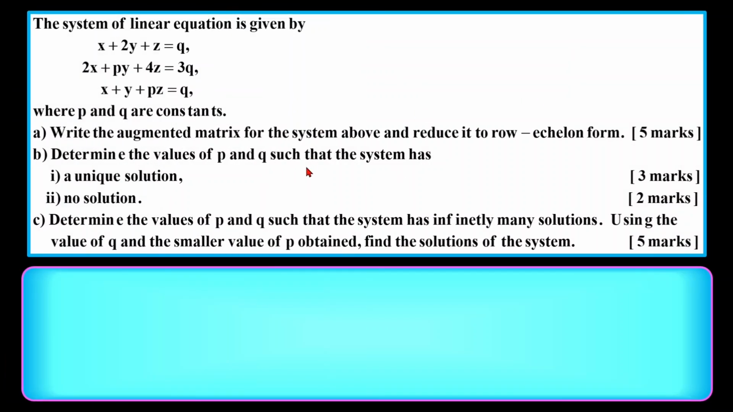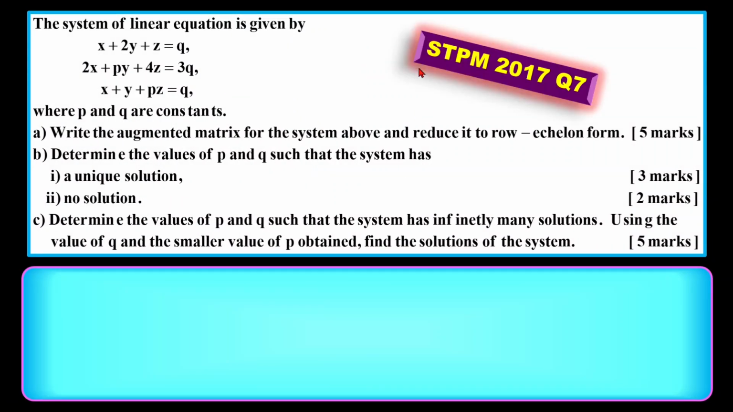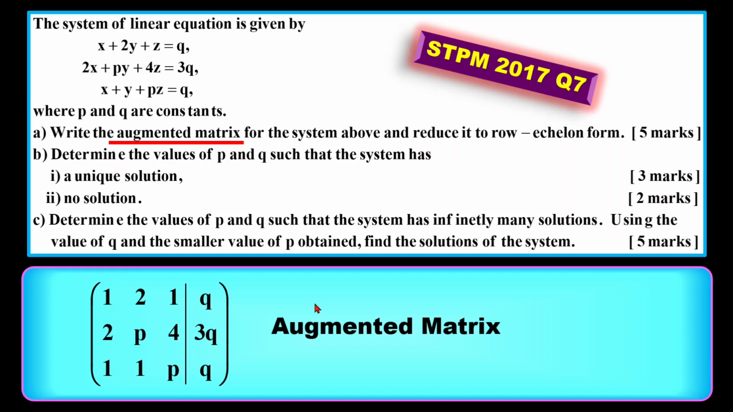This is the question asked by Luis Lau. Now, it is a STPM 2017 question 7. Now, in this question, there are a few parts, and the first part has 5 marks in it. And to start with that, we need to transform the system of linear equation into augmented matrix. So it is very easy to transform a system into augmented matrix. So this is augmented matrix.